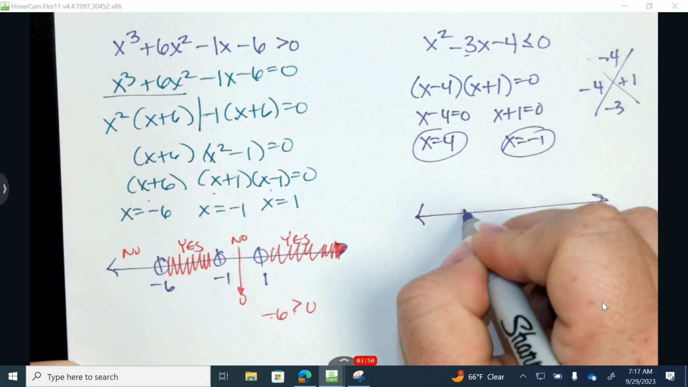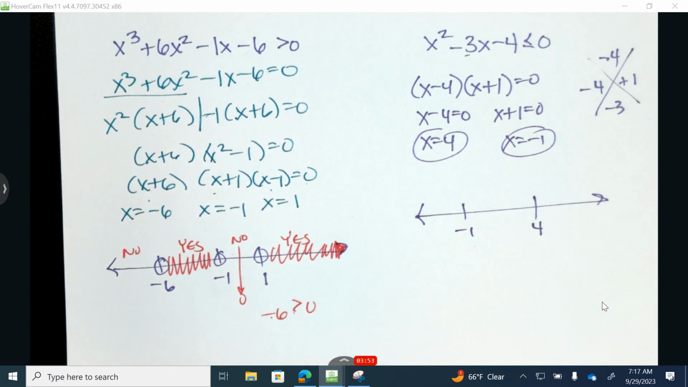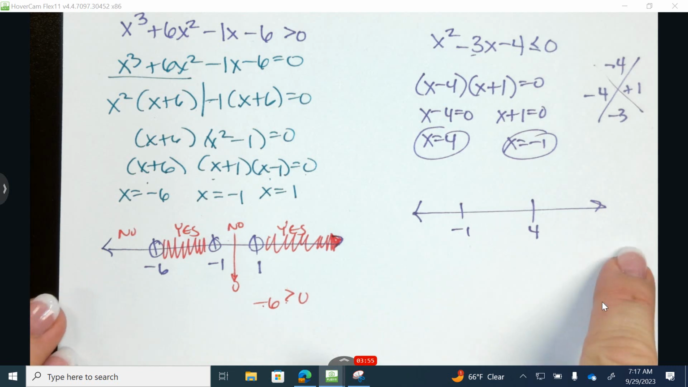So I make my number line. There's -1 and +4. I will say a common mistake sometimes is students don't know how to number them.